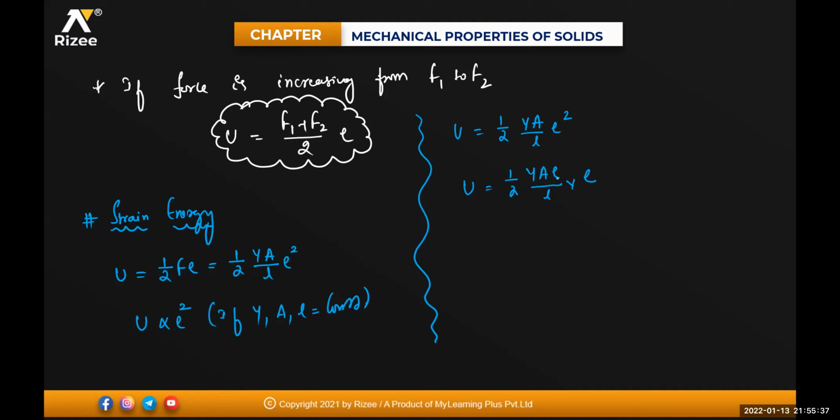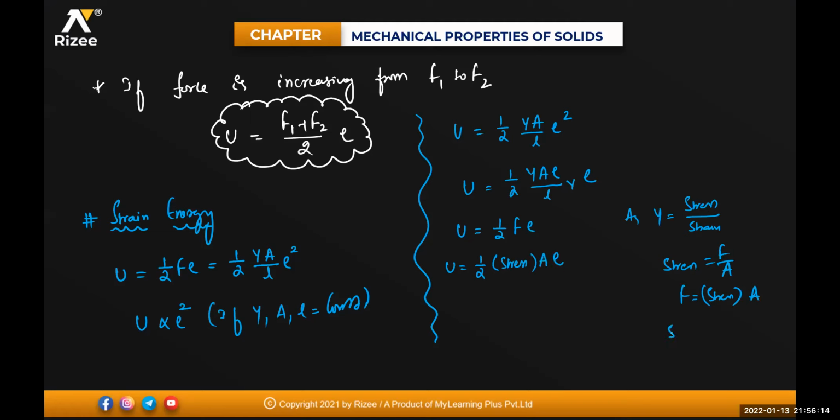Y into E divided by L. What is force? So U is equal to half into force into extension. We know that Y is equal to stress by strain, and stress is equal to force by area. So I can write here force is equal to stress into area. So U is equal to half into stress into area into extension.